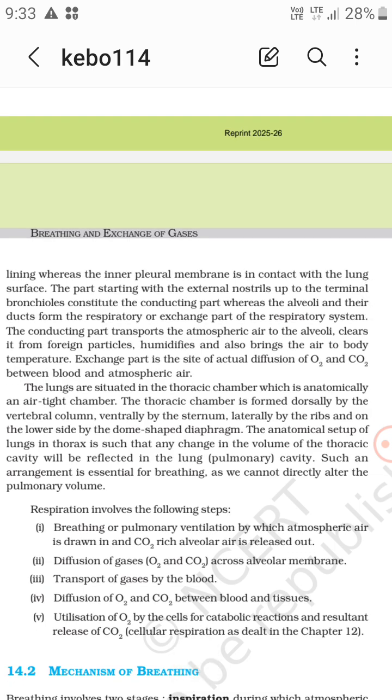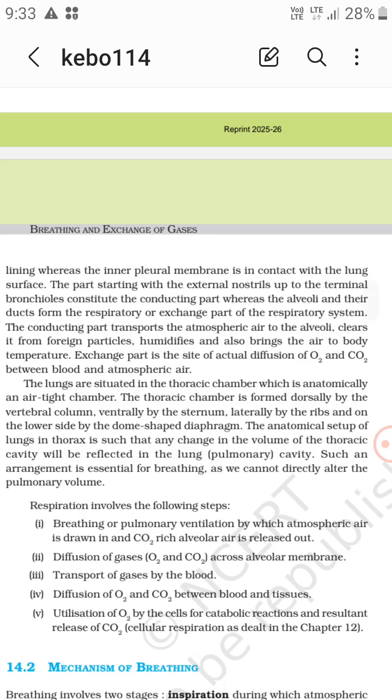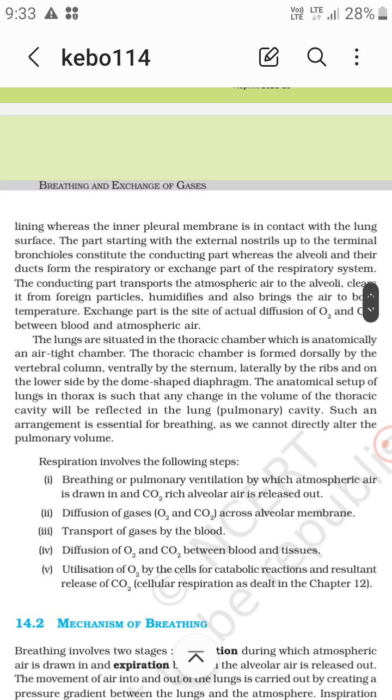Now we are talking about the lungs. The lungs are situated in the thoracic chamber, which is anatomically an airtight chamber. The thoracic chamber is formed dorsally by the vertebral column, ventrally by the sternum, laterally by the ribs, and on the lower side by the dome-shaped diaphragm.